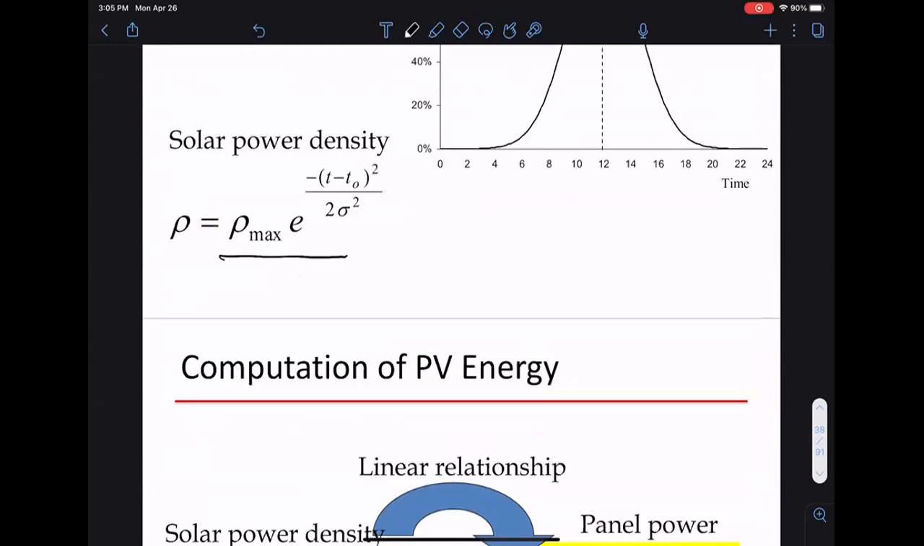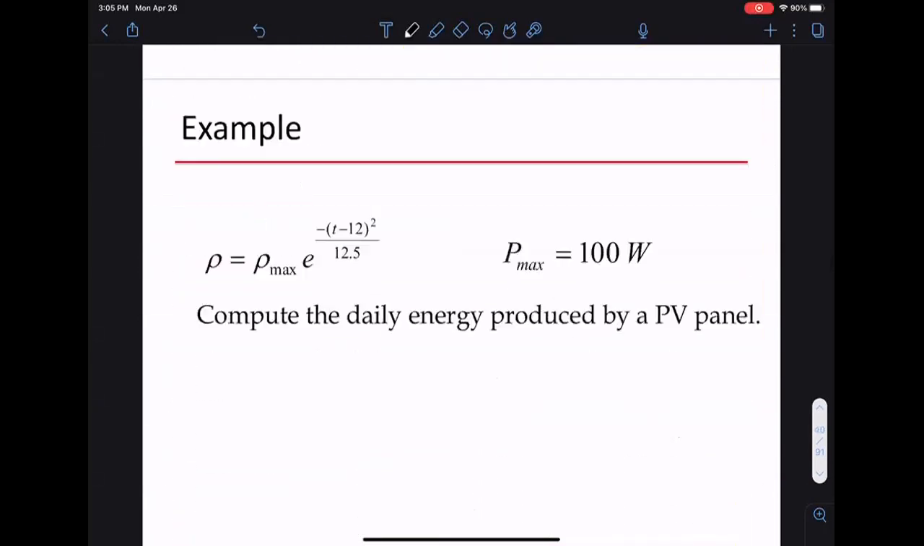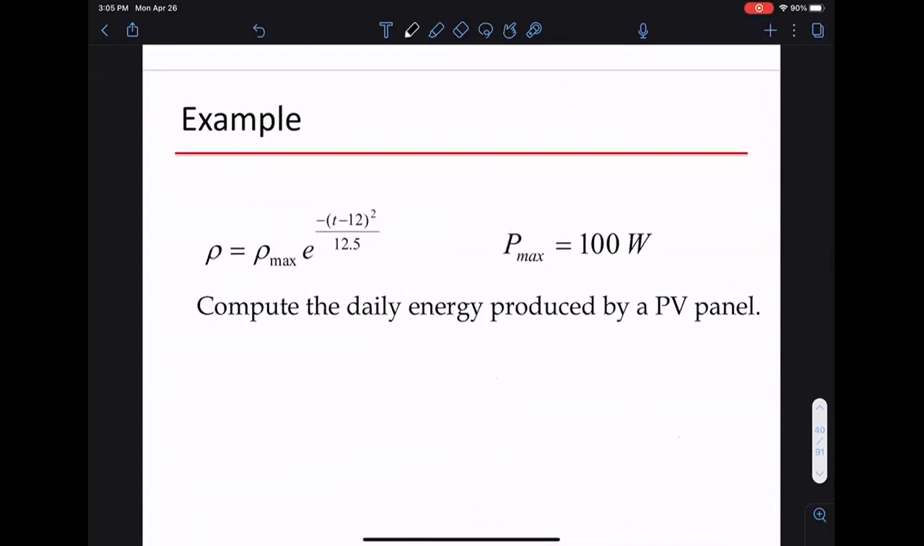So let's do an example. This is again pretty simple. Our solar power density is given by this equation, and we know the maximum power you can generate during the day is 100 watts. Then we want the total energy. The energy is the maximum power multiplied by this factor, 2 pi sigma. So how do I compute sigma from this information? Which of these numbers has to do with sigma?